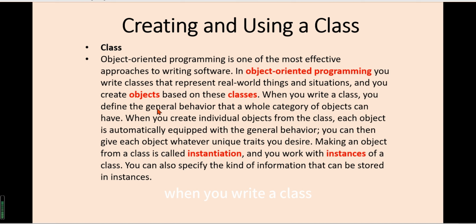When you write a class, you define the general behavior that a whole category of objects can have. And when you create individual objects from the class, each object is automatically equipped with the general behavior, and you can then give each object whatever unique traits you desire. Making an object from a class is called instantiation, and you work with instances of a class. You can also specify the kind of information that can be stored in an instance.